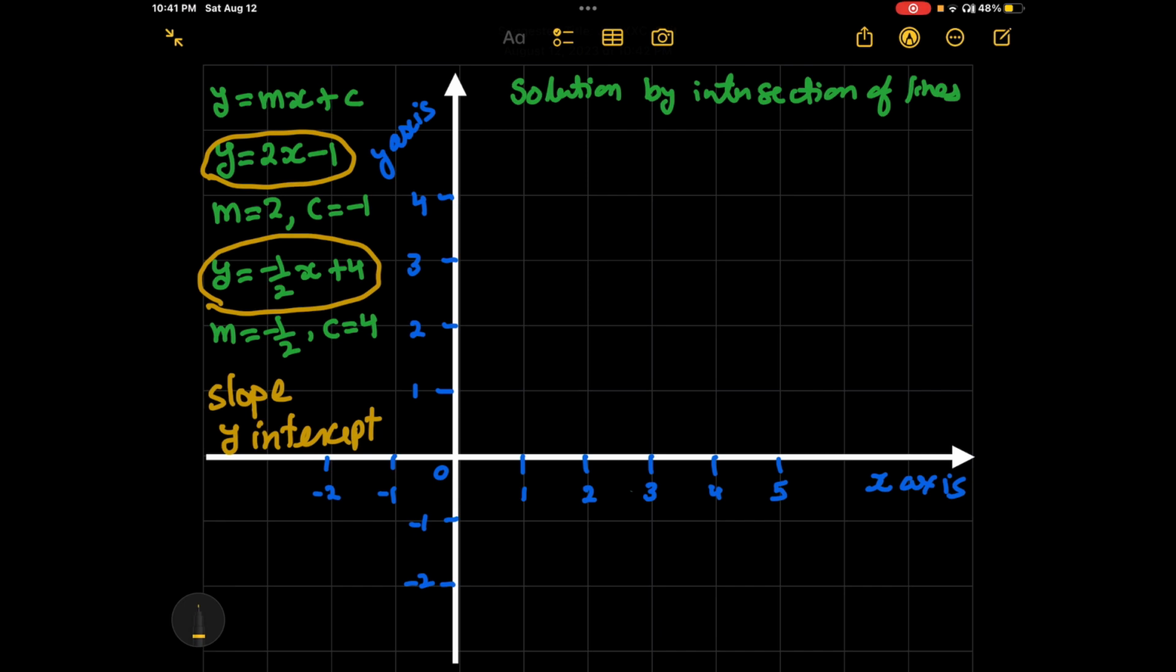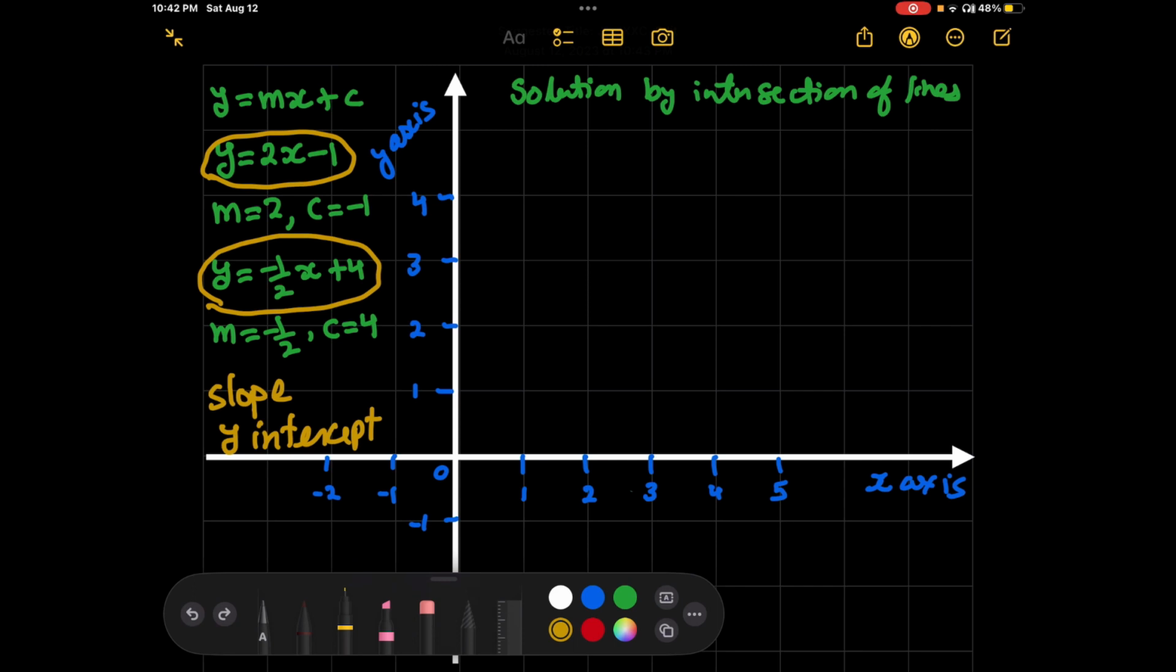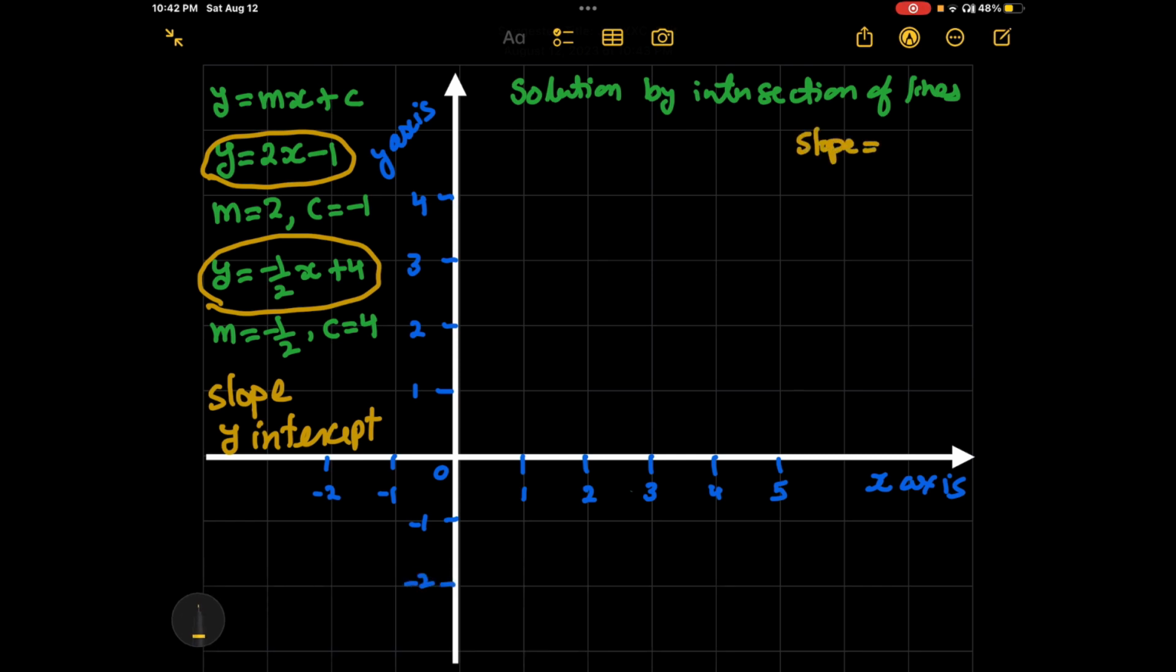Slope is rise over run. Here I've made a bigger grid so you can see these counts. So slope of 2 means 2 rise and 1 run. Let me show what that means. If we take the first line, y is equal to 2x minus 1, the slope is 2 and the intercept is minus 1. On the y-axis, the line has to pass through this point, that is the y-intercept of minus 1. And then it has a slope of 2, so 2 rise and 1 run.